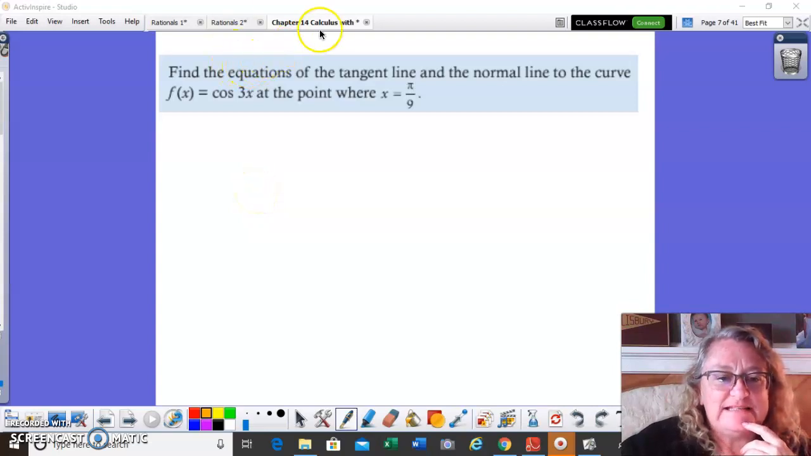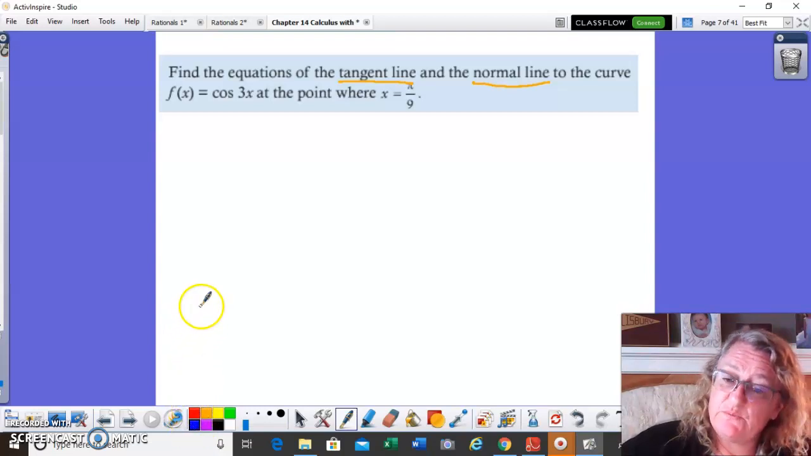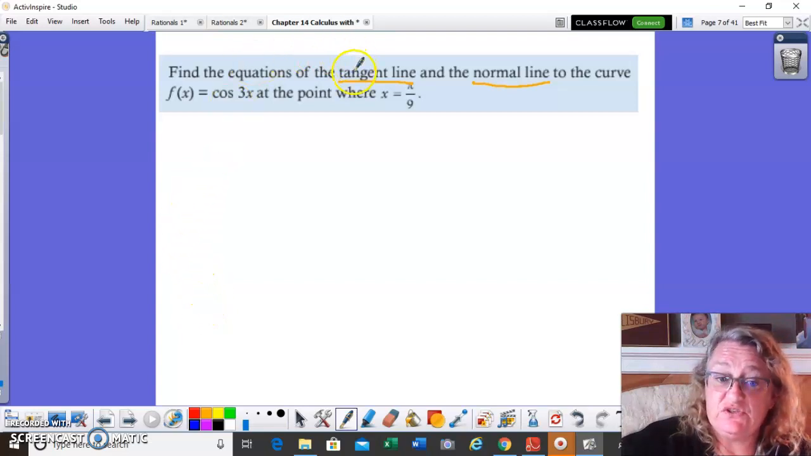All right, for our next example, we're talking about finding the equations for the tangent line and the normal line. Remember, for the tangent line, we need to find the derivative because the derivative is going to tell us the slope. And normal is the perpendicular slope to the tangent. And this, where x is pi over 9, is going to be important because that's the point we're going to use when we write the equation of the line.